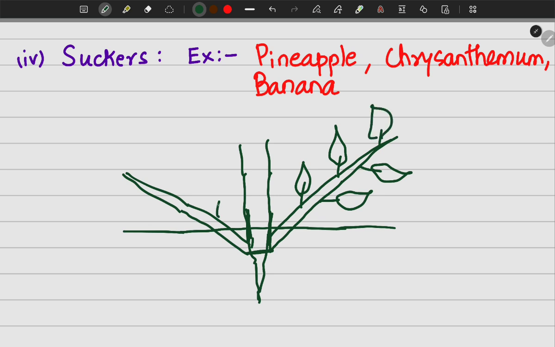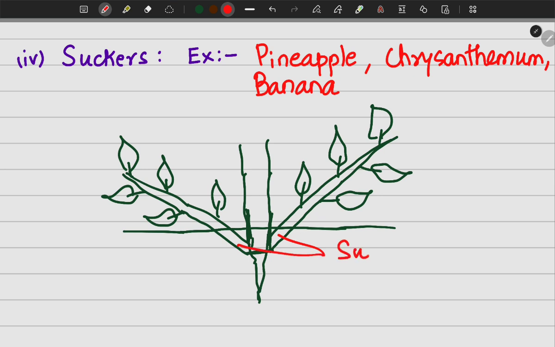In this way, they help in the spread and vegetative propagation of these plants. So these modifications are called suckers, seen in pineapple, chrysanthemum and banana. So this completes the different kinds of modifications seen in the stem. I hope the lecture is clear to you. Please remember all the important examples of each modification. Thank you so much.